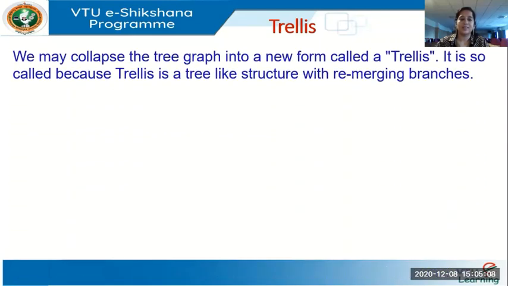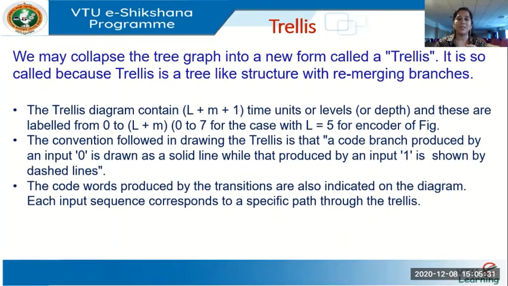What is a trellis? The tree-like graph, the code tree which we have, can be written or drawn in a new form known as the trellis. It is called so because it is also a tree-like structure with re-emerging branches. The name trellis indicates a tree-like structure with re-emerging branches. You'll see what is the meaning of this re-emerging branches.